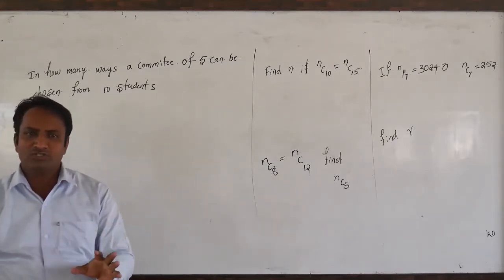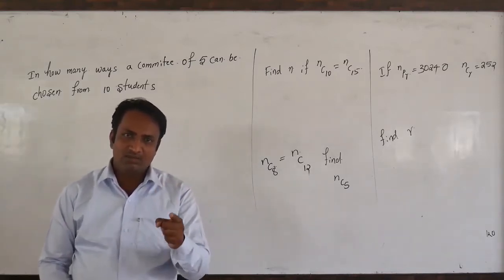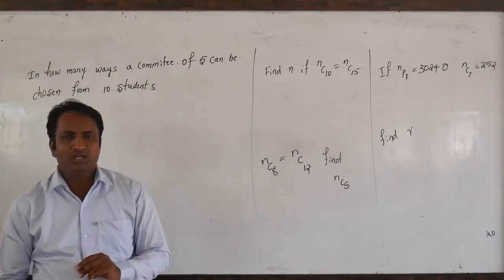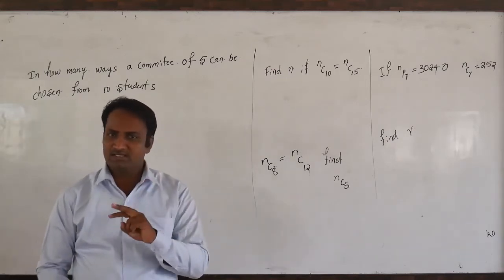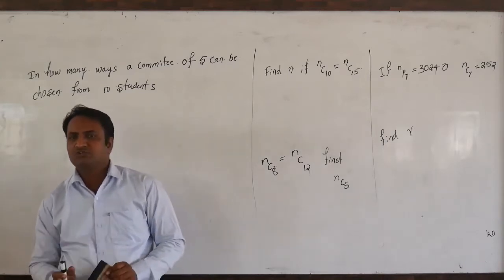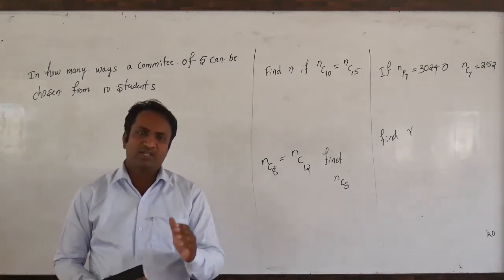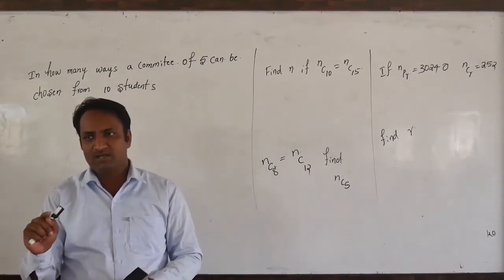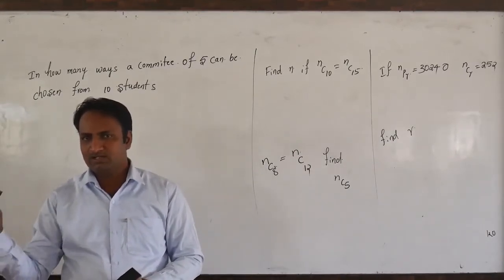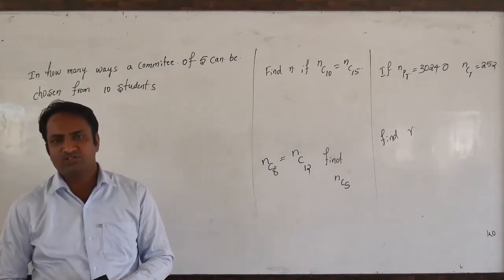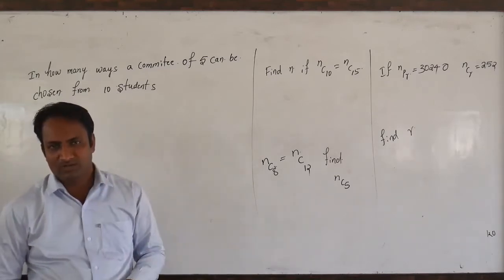nPr. P means the permutation concept. nPr is equal to n factorial divided by (n minus r) factorial. Here the n value must be greater than the r value. n factorial can be extended as n, (n minus 1), (n minus 2), (n minus 3), and so on up to 3, 2, 1. This is the expansion for n factorial.